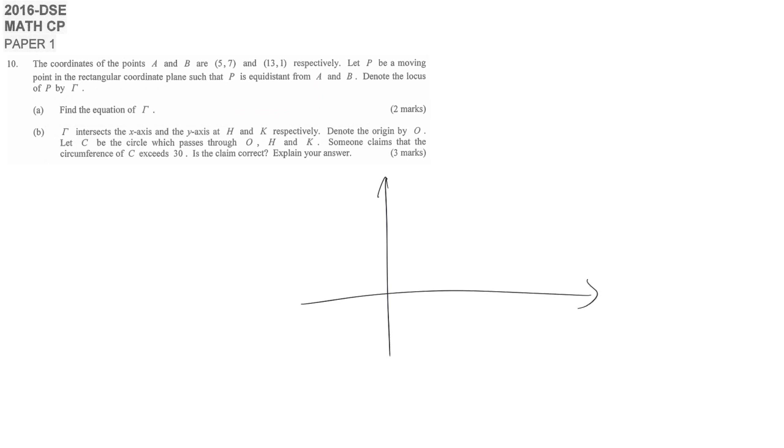So we have a point A (5, 7). And also we have a point B (13, 1). Draw the approximate position. And then for point P, one of the possible points is the midpoint between A and B, or somewhere here.